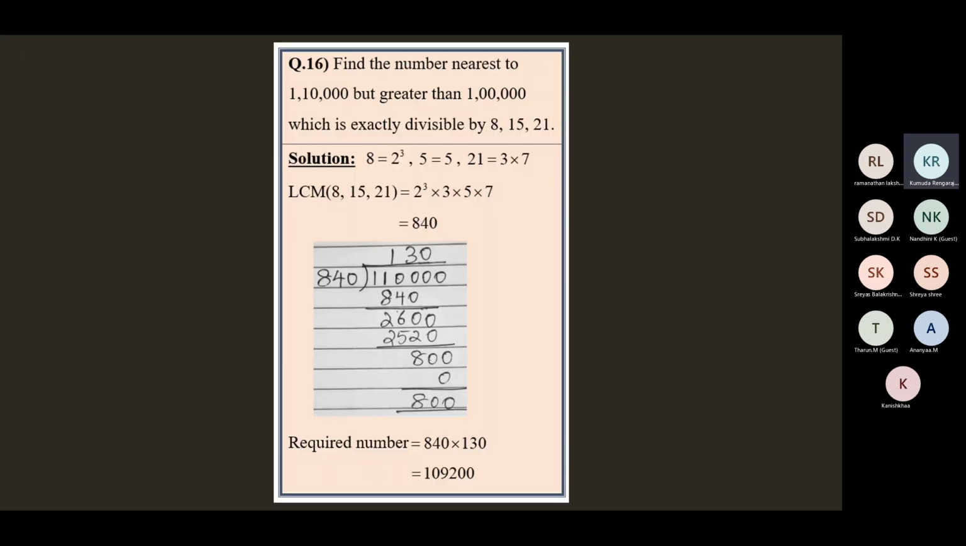That number should be greater than 1 lakh. But nearest to that means it should be less than 1,10,000. Just less than 1,10,000. The required number should be more than 1 lakh, but it should be just less than 1,10,000. So you should find the LCM and you should find that multiple of the LCM.